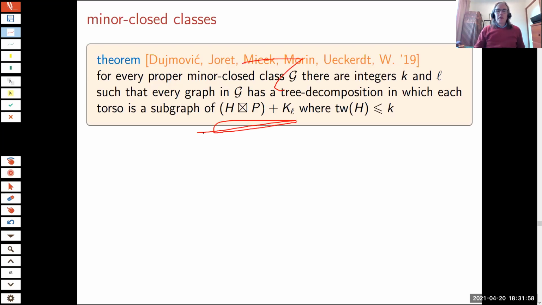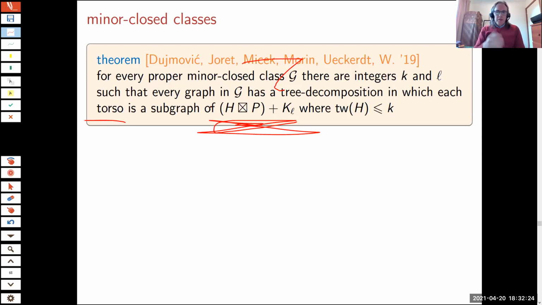There, H times P times plus K_L, where tree width H is bounded, times a path, plus a complete join with a small complete graph. Now this word torso means you have a tree decomposition. If two bags intersect, you add a clique on the intersection, and then the torso is what you get from a single bag plus a clique on the intersections of neighboring bags.